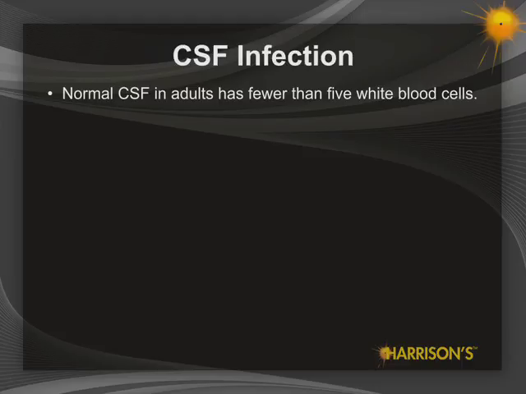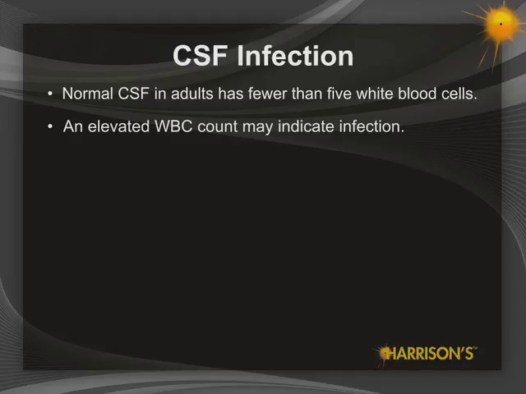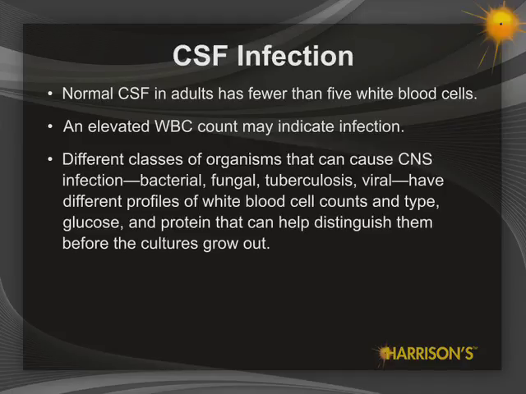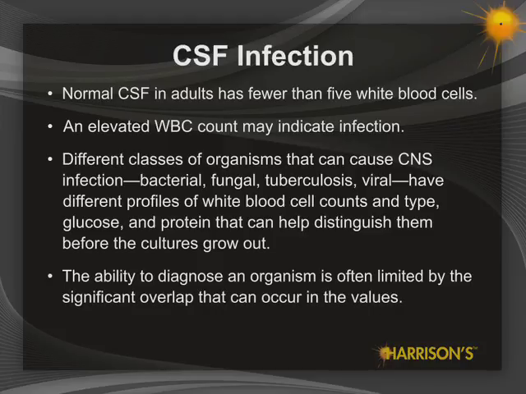Normal CSF in adults has fewer than 5 white blood cells. An elevated white blood cell count may indicate infection. Different classes of organisms that can cause CNS infection, bacterial, fungal, tuberculosis, and viral, have different profiles of white blood cell counts and type, glucose, and protein that can help distinguish them before the cultures grow out. However, the ability to diagnose an organism is often limited by the significant overlap that can occur in the values.